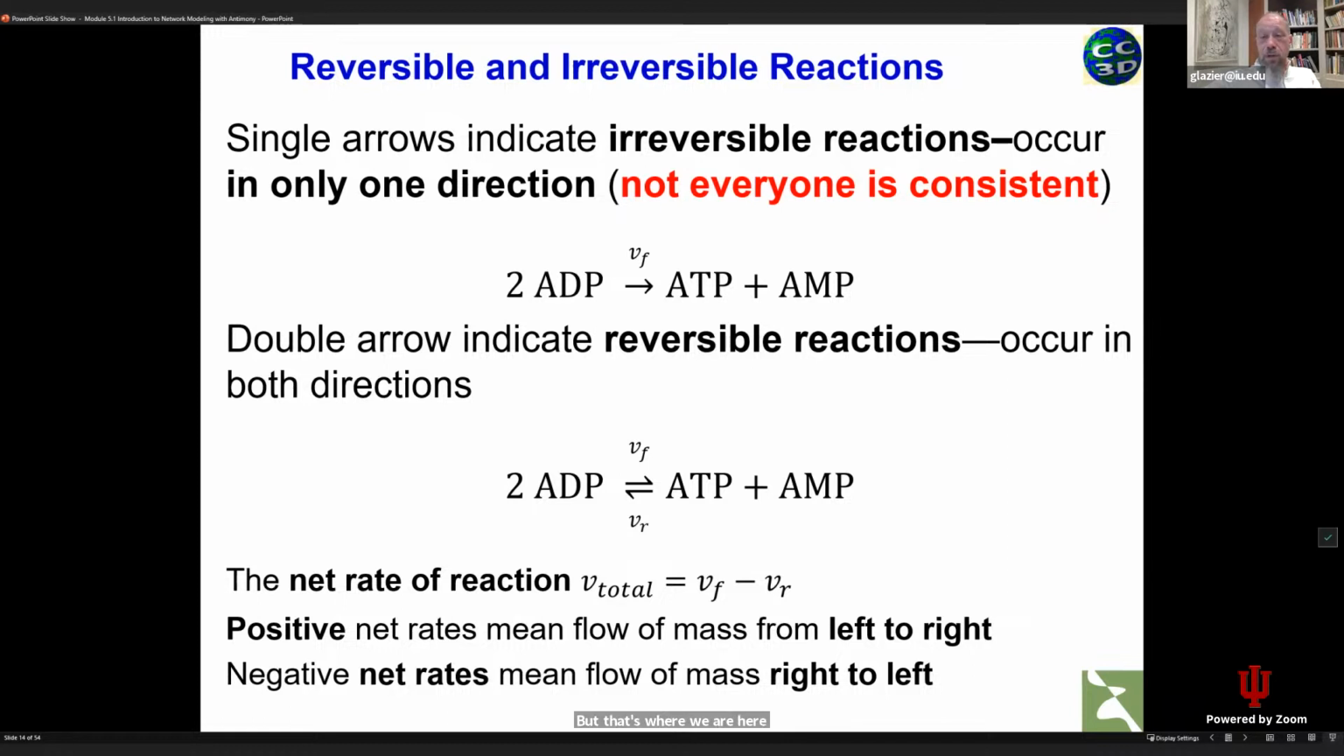And so I will try always to write the rate on top of the arrow. If it's a bidirectional reaction, you'll write the reverse rate underneath the arrow. The net rate of reaction is the difference between the forward and the reverse rates. Positive rate means that there's a flow of mass from left to right. Negative means a flow of mass from right to left.